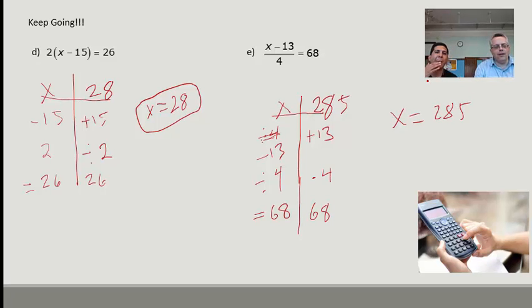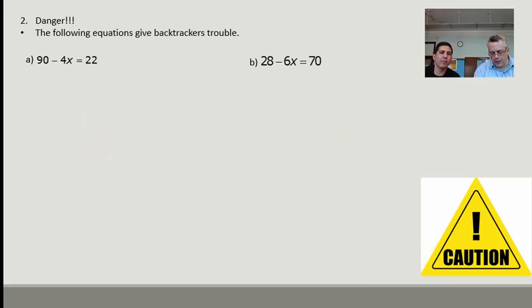So, hang on. We're almost there. Those were 4 different types of problems we did there, and the 4 types of things you're most likely going to see when backtracking. So I wonder what the caution symbol is for. Yeah, because this is dangerous. This is slippery. All right. Backtracking works really well, but there is one type of problem that really throws people.